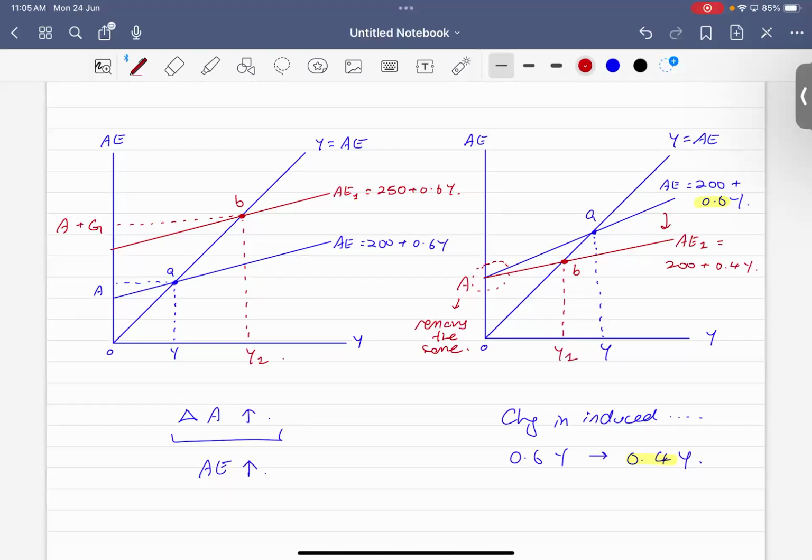This is why, when the induced part becomes smaller, it means there is leakage. Therefore there is money not being spent in the economy, so it flows out. There is a leakage out from the economy itself. So a change in induced expenditure shifts the graph downwards, pivoting at this point.